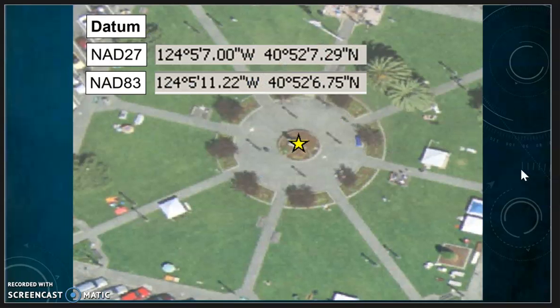Another way to look at it is just to look at the coordinates itself. So here we have our degrees, minutes, and seconds set up in our latitude and longitude. And so you could see that that same point in the two different datums has different measurements for lat and long.